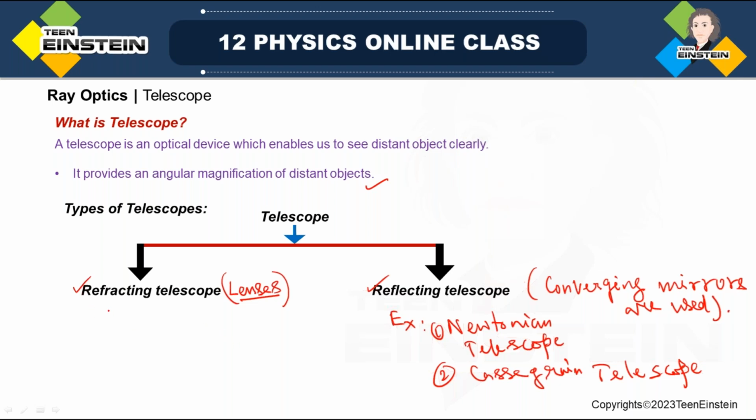Among refracting telescopes, utility wise, there are two types of refracting telescope. One is astronomical telescope, and the other is terrestrial telescope.